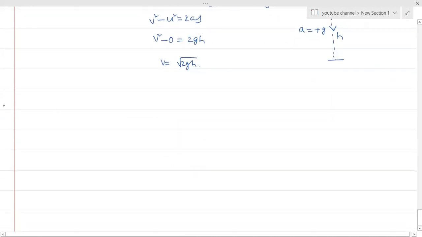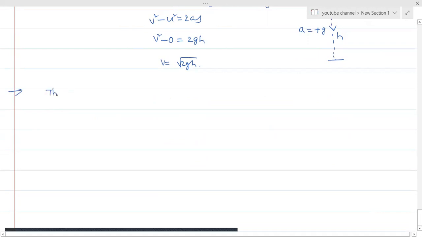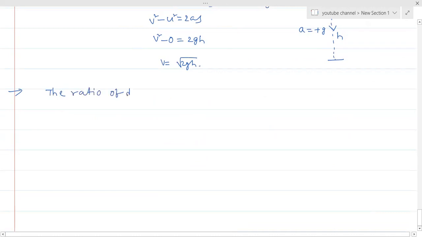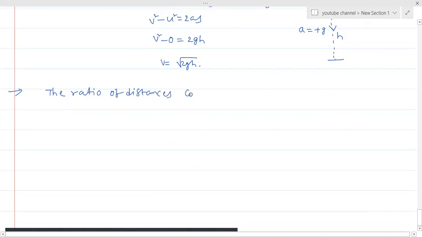And here also we will consider the ratio of distances covered.